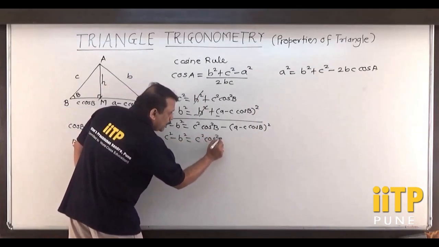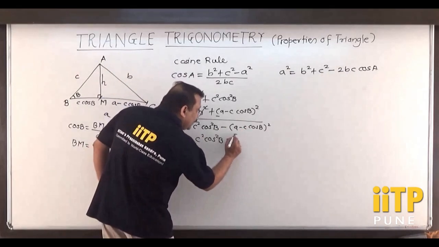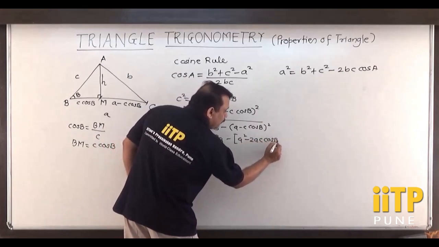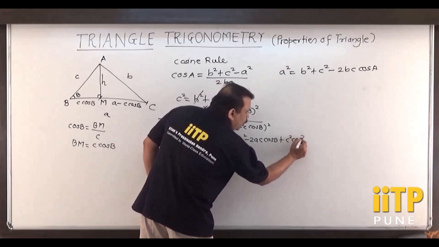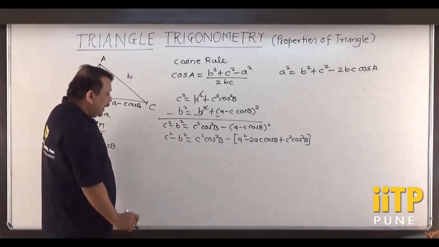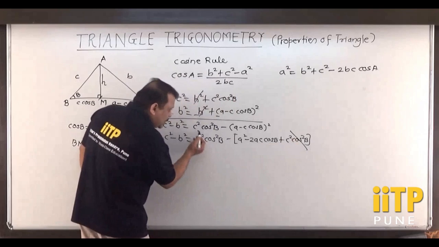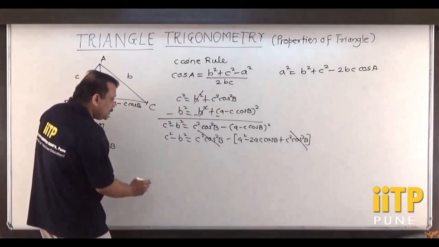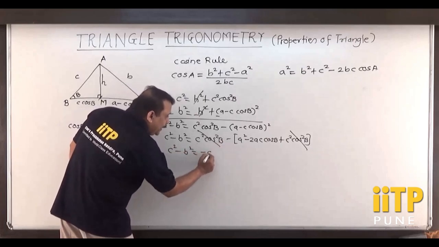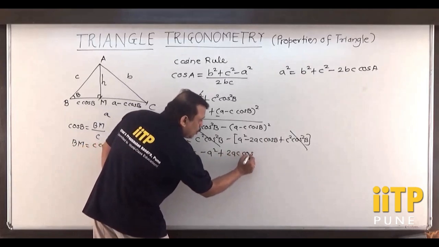c square cos square B minus (a minus c cos B) whole square, which is a square minus twice ac cos B plus c square cos square B. Now observe that this c square cos square B and minus c square cos square B are cancelled. And what are we left with? c square minus b square is equal to minus a square plus twice ac cos B.